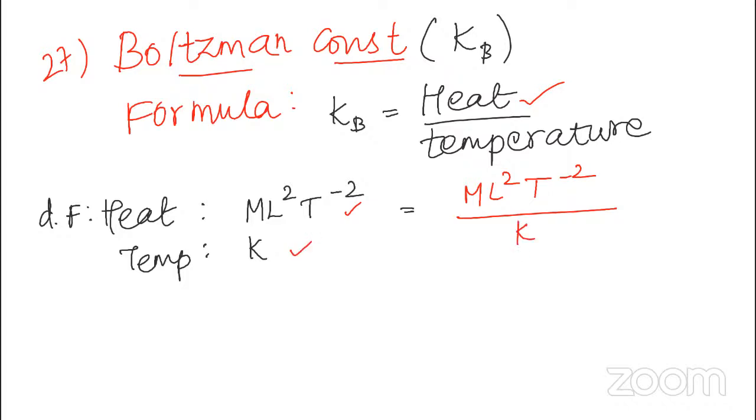So here we can write K. So now the dimensional formula for Boltzmann constant is mL square T power minus 2 and Kelvin power minus 1. So this is the dimensional formula for Boltzmann constant.